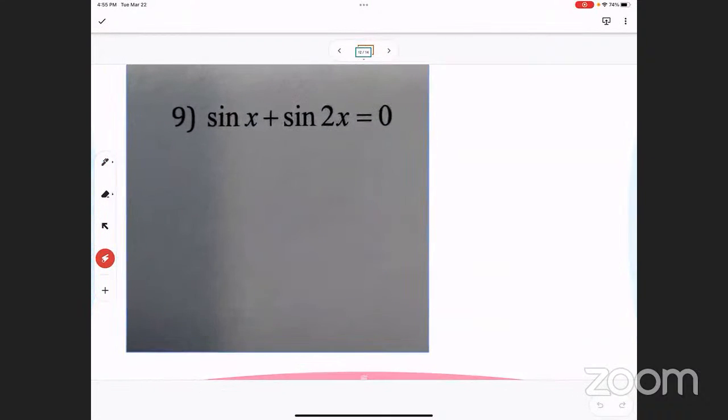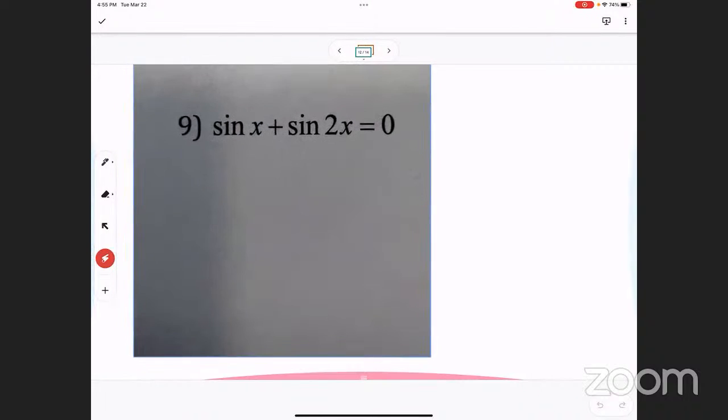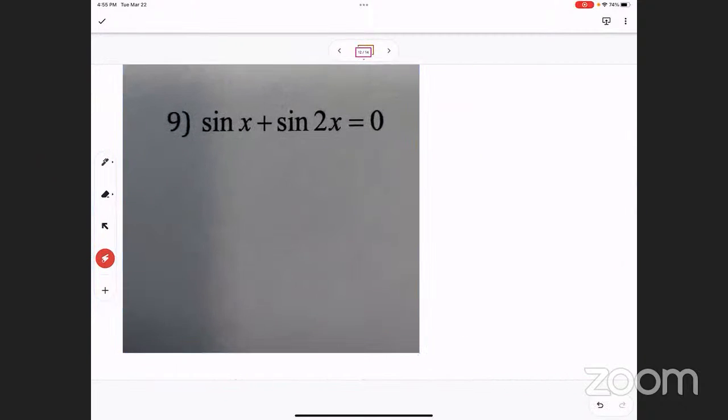Ideas. Any ideas? How do I solve this crazy problem? What do you want to factor? I have to convert this to what? Oh, multiplication. Let's use a double angle identity. Yeah, 2 sine. How about converting this to 2 sine x cosine x? And then this still stays sine x. And now, someone tell me what to do.